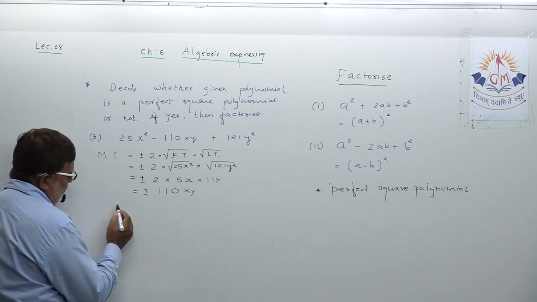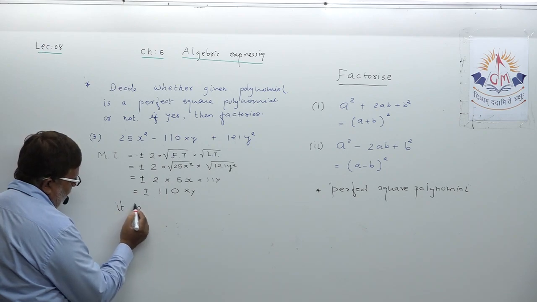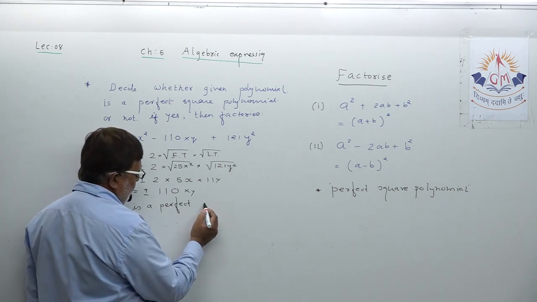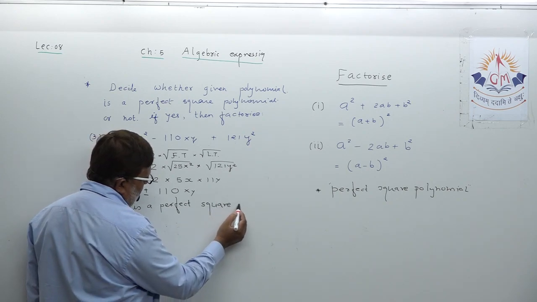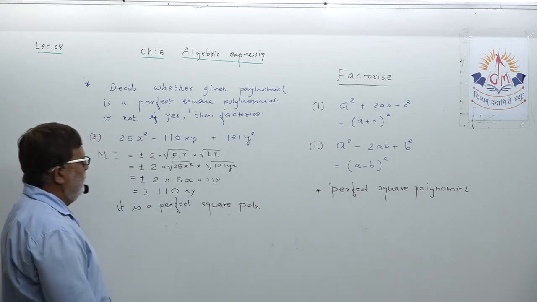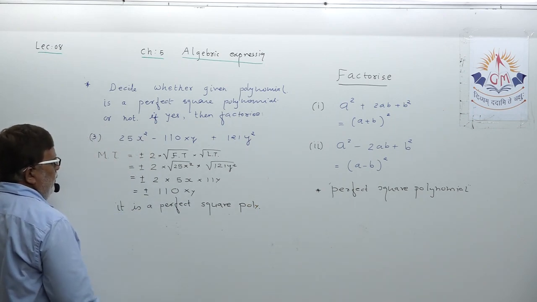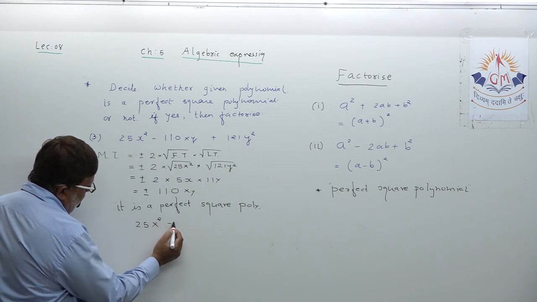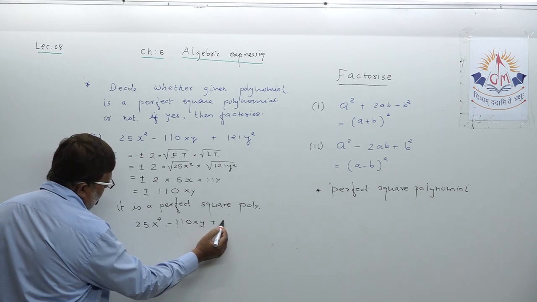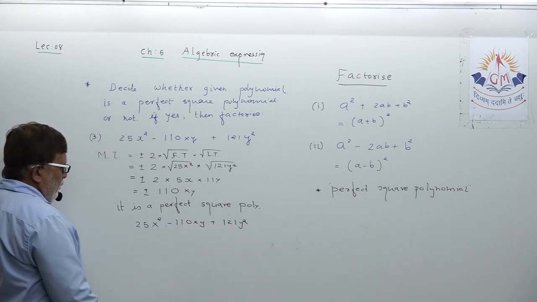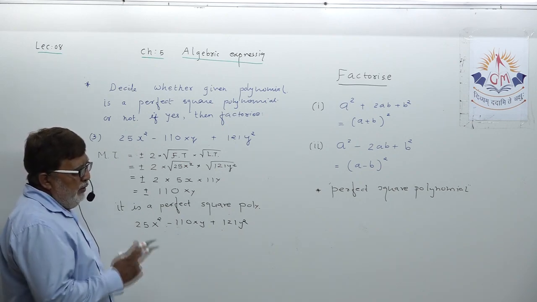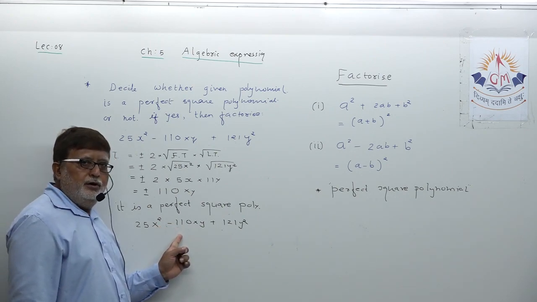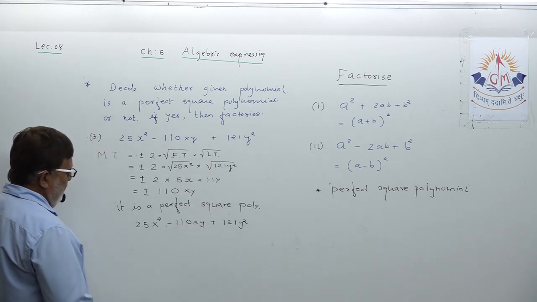So you can write it is a, this is compulsory, dear student, to write. It is a perfect square polynomial. Now when you say that it is a perfect square polynomial, it is time to factorize this polynomial. Okay, how to factorize, which identity will be applicable here? Second one. Why? Because the middle term is negative here. So we will apply the second identity.